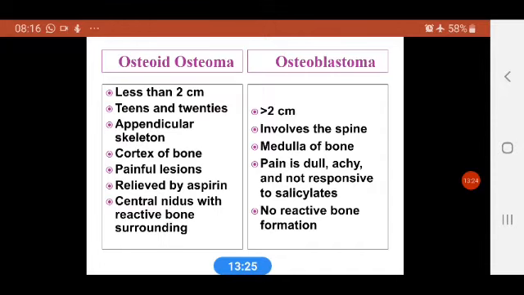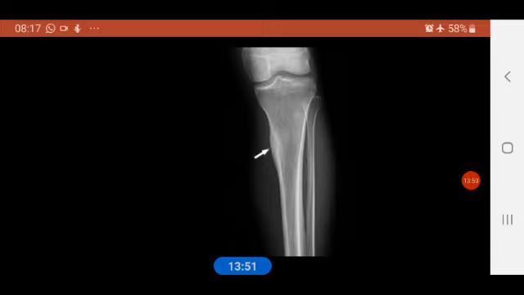In case of osteoid osteoma, think of a lesion that's coming in the hand, that is cortical, with reactive bone formation, less than 2 centimeters, which is very painful. Whereas osteoblastoma is more than 2 centimeters, comes in the spine, involves the medulla, does not get relieved by aspirin, and there is no reactive bone formation. Now, if this is seen at the appendicular skeleton and is less than 2 centimeters, I would rather call it osteoid osteoma.